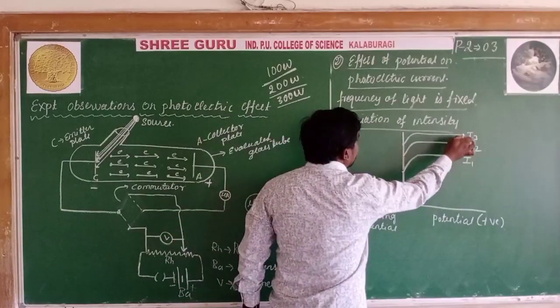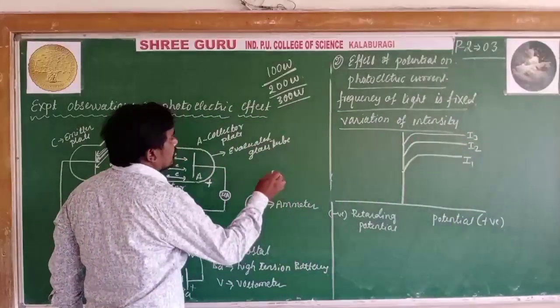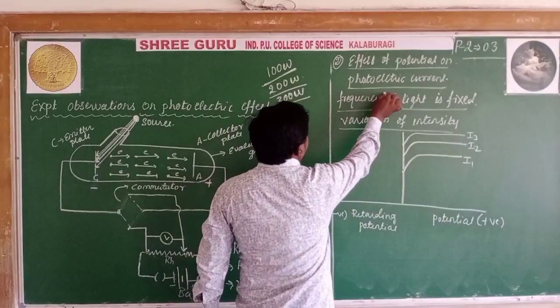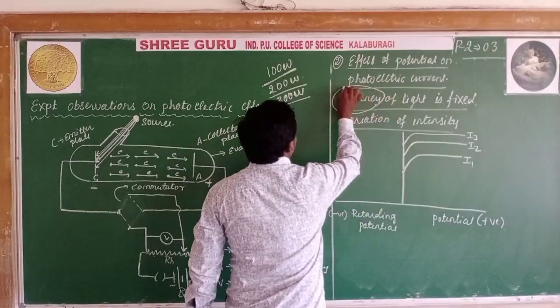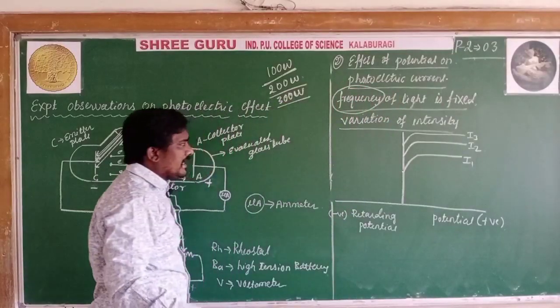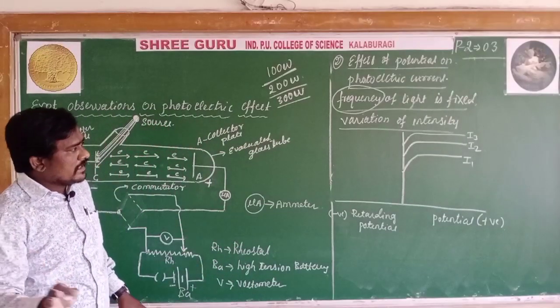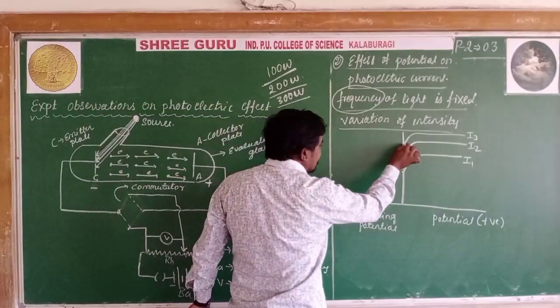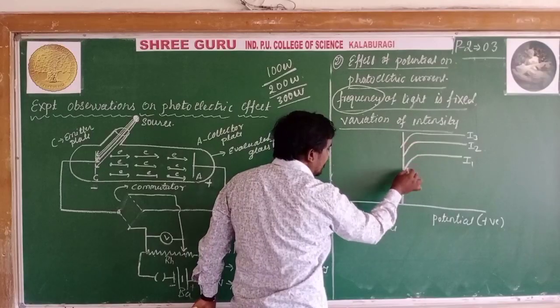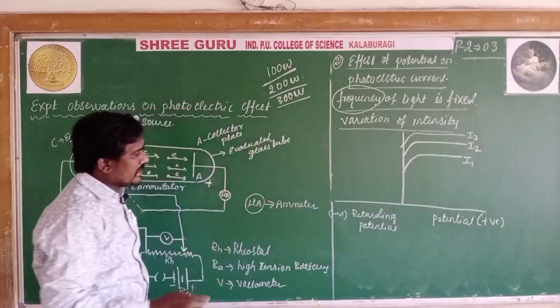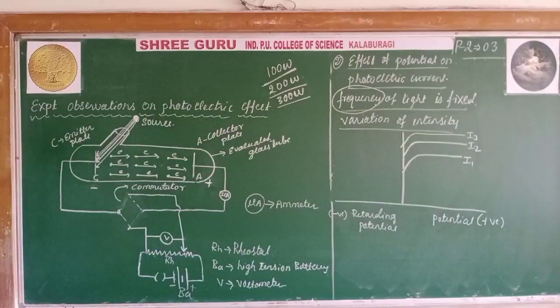Here intensity of light increases. What is fixed? Frequency is fixed. The color of light must be fixed, and at a particular instant, that intensity of light decreases and the photocurrent becomes 0. That point we are going to explain.